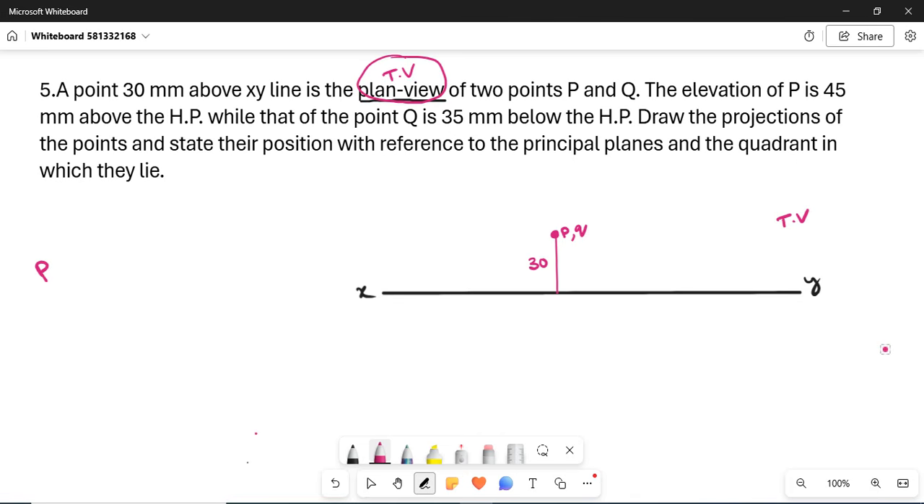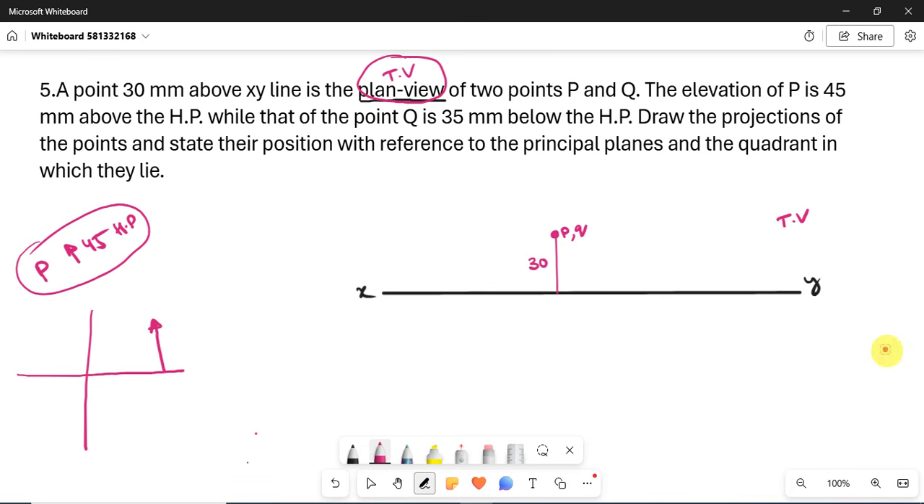Now if you observe here, the elevation of P is 45 above HP. So let us focus on the P point. If you take the four quadrants, we have a doubt about where the P point is lying. The point P is above HP. Above HP means the possibility will be either the first quadrant or the second quadrant for the P point. But we have to decide whether it is in the first quadrant or second quadrant.